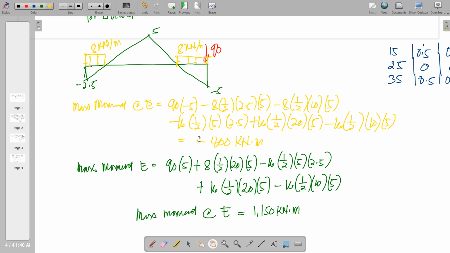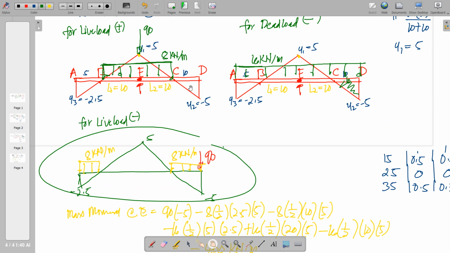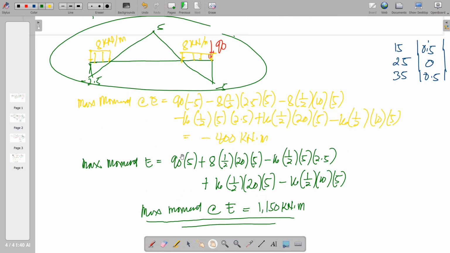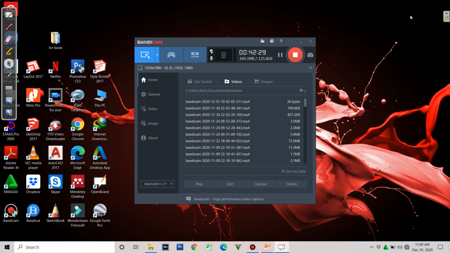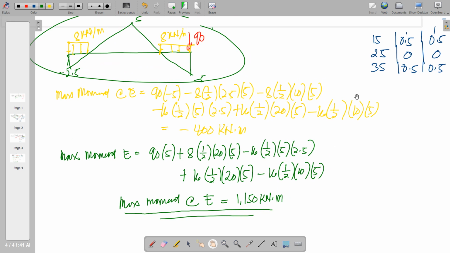So see, we didn't bother ourselves by doing this because it's obvious that positive live load will prevail in our diagram. Okay, so comparing that, of course, we are going to adopt the larger value for the maximum moment at E. Okay, so that's it for this problem, and stand by for the solution of the next problem.